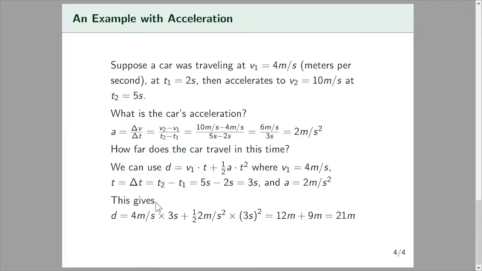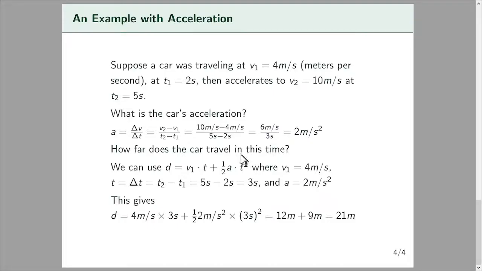So now we can do an example. Suppose a car is traveling at 4 meters per second, right? At t1 equals 2 seconds, and then it accelerates to 10 meters per second 3 seconds later at t2 equals 5 seconds. We can just ask a few questions. I can say, well, what's the car's acceleration? Well, that just takes us back to our original equation, which is the definition of acceleration. It's the final velocity minus the initial velocity, so 10 minus 4 over the final time minus the initial time, which is 5 minus 2, so it's 6 meters per second over 3, or 2 meters per second squared.